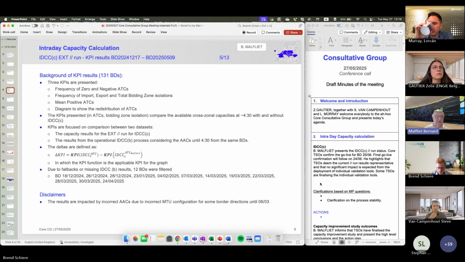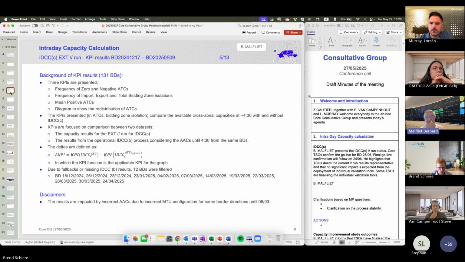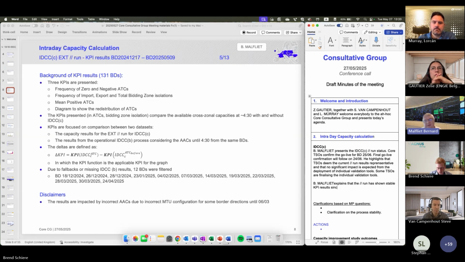Some background. We have 131 business days in these KPIs, so it's quite a lot. They're very stable at the moment, and they have been stable throughout the parallel run. These are the capacities which are available at 4:30 with and without IDCCC, which are being compared. So we are comparing the market positions. So we make things comparable. So the remaining capacities from IDCCB at 4:30 in the morning were compared with what IDCCC is going to give.